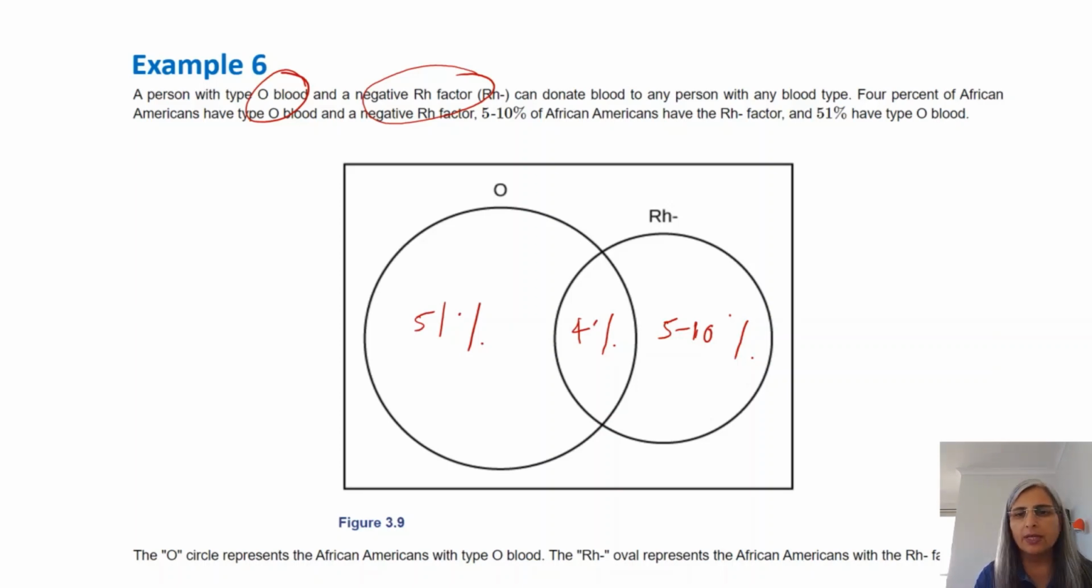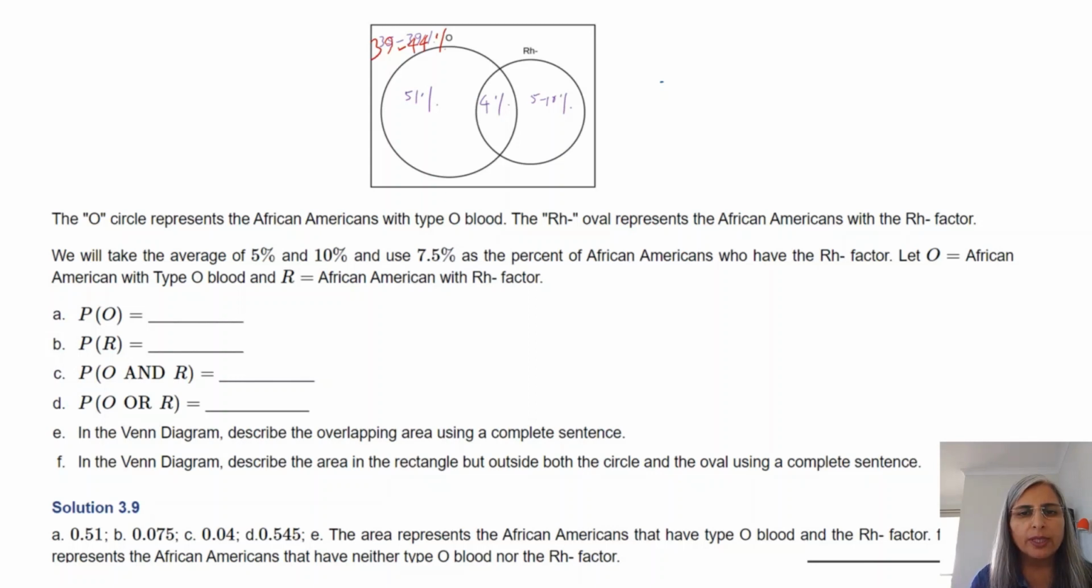So with this information, we answer some questions. From the Venn diagram, we see that people having blood group O are 51%. And those who have the Rh negative factor are 5 to 10%. Now, obviously, this range wouldn't work for computations, so we have to find an average of that. So the average of 5 to 10 is 7.5, so this is 7.5%. And the intersection is 4%. So in part A, when we find the probability of people having blood group O, it is simply 0.51. And that of Rh negative would be 0.075, being 7.5%. And the intersection would be 4%, so 0.04.